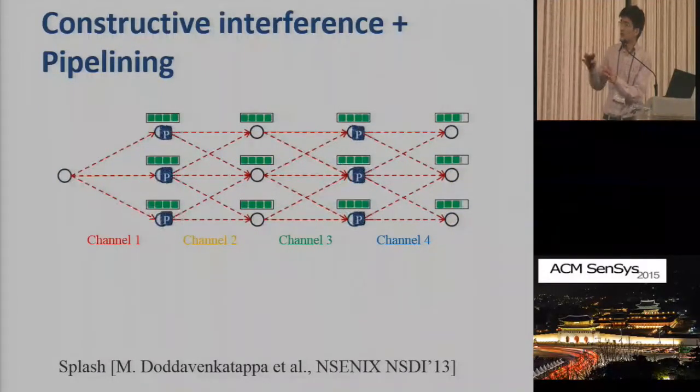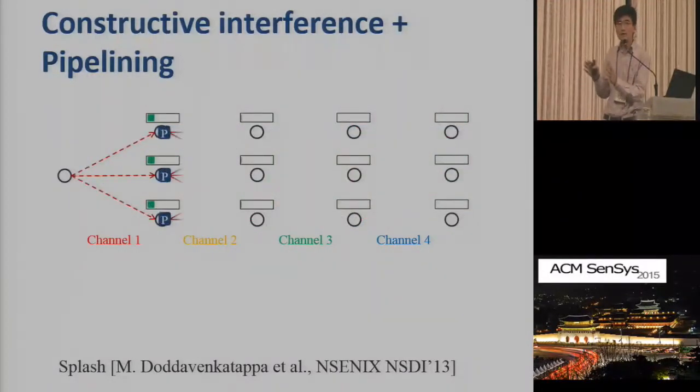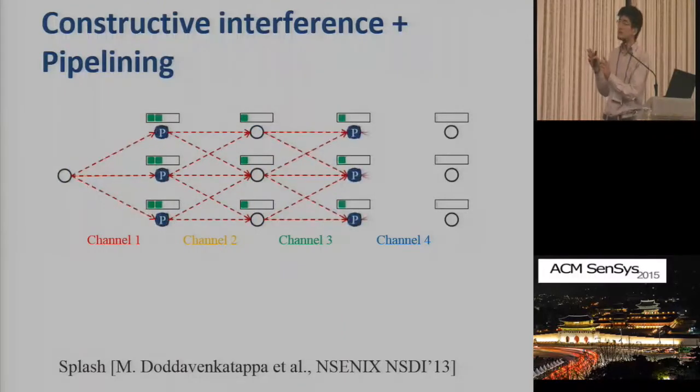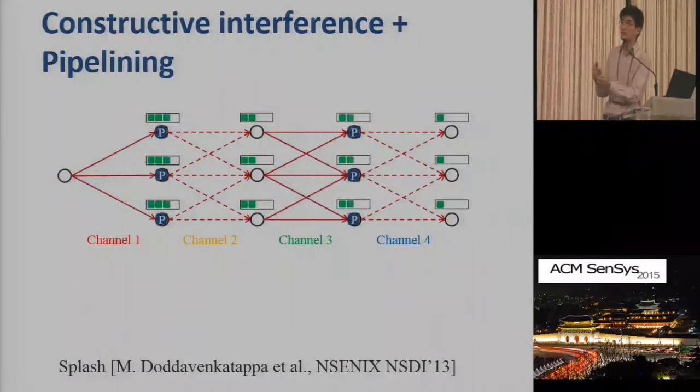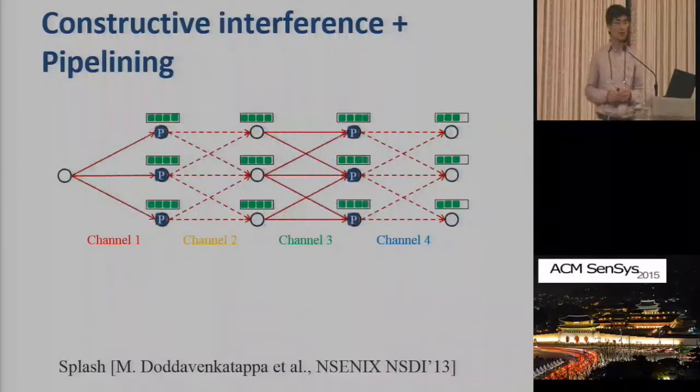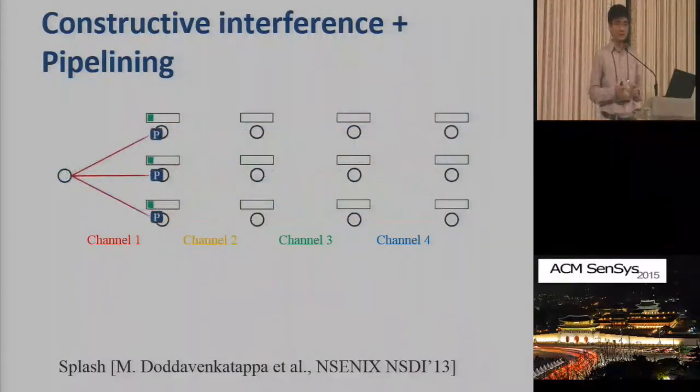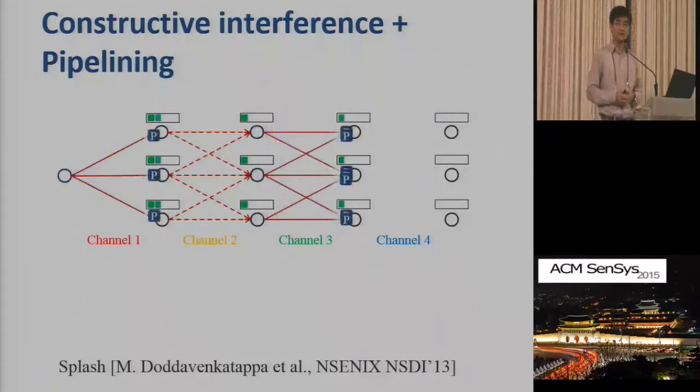On this fast pipeline, every node is very busy. They are either receiving packets from their parent or transmitting data to their children. So the data dissemination efficiency is significantly improved.